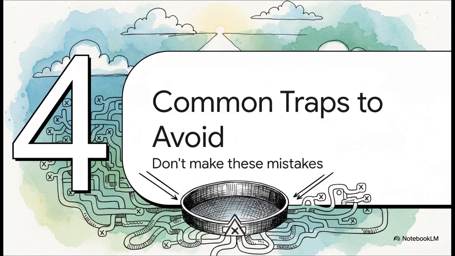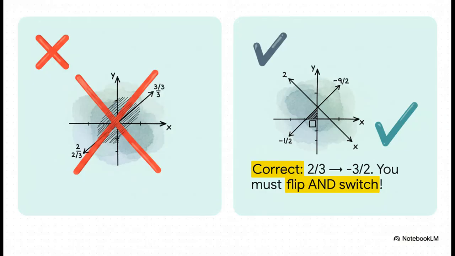Now, this flip and switch rule is pretty straightforward, but there are a couple of little traps that people sometimes fall into. So let's shine a light on them right now so you can just sidestep them completely. Okay, this is by far the #1 mistake, only doing half the job. People are great at remembering to flip the fraction, but they totally forget to switch the sign. But just think about it logically for a sec. If you have two positive slopes, like 2/3 and 3/2, both of those lines are going uphill. There's no way they can ever meet at a 90-degree angle. You have to do both steps.